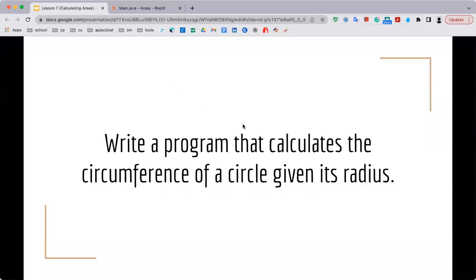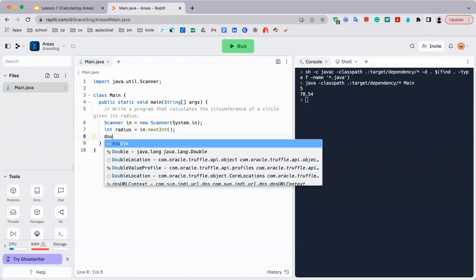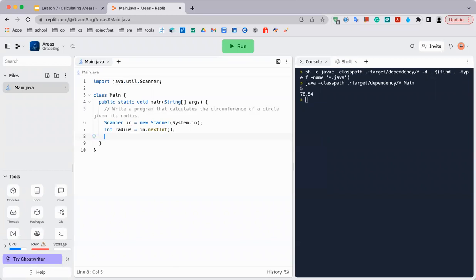So now let's build on this a little bit, and rather than calculating the area, let's calculate the circumference of a circle given its radius. So let's head back to our program. I'm modifying my comment so we know what we're doing. Okay, so the same thing, we want to read in the radius as an integer, and I'm going to get rid of my area variable here and create a new one to store the circumference.